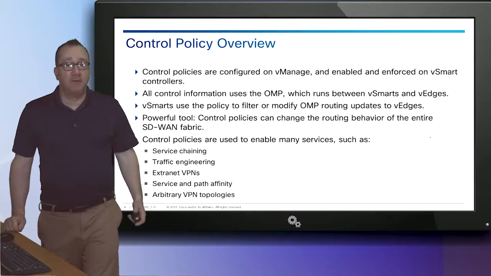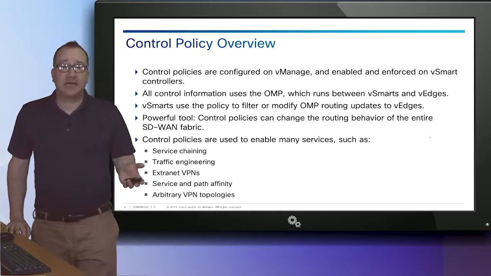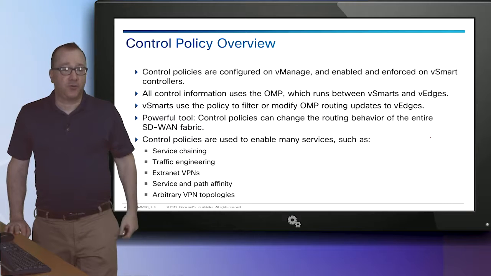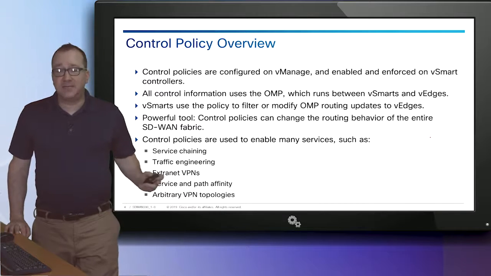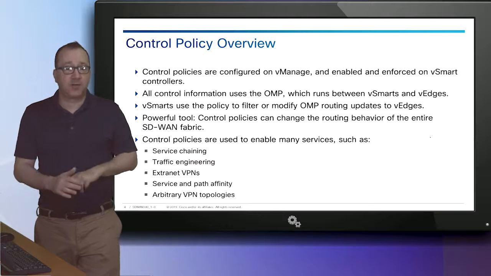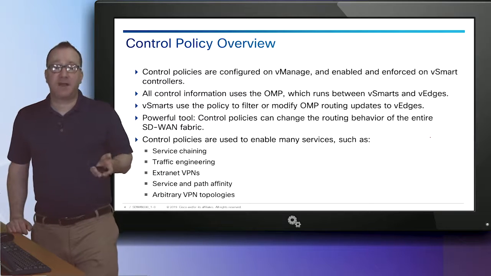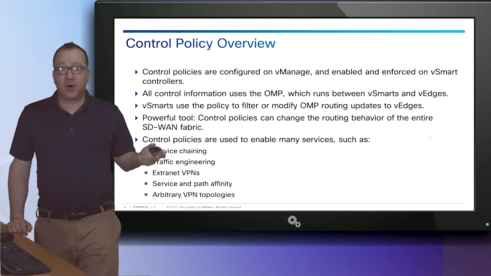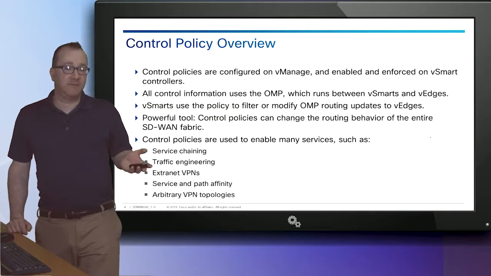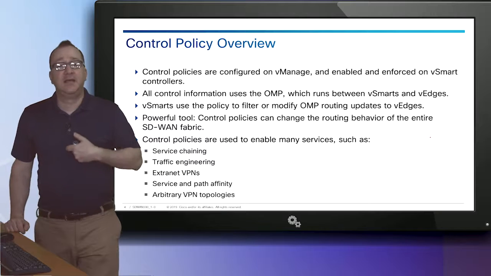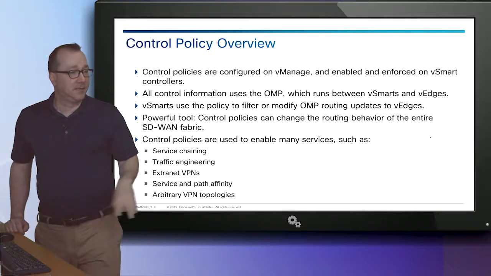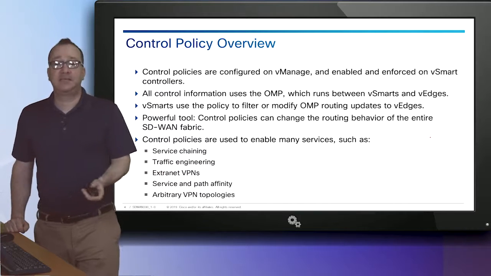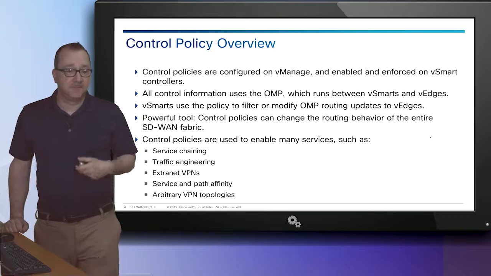So, control policies, as we discussed in the last section, are configured in vManage, and then are sent to the vSmart controllers. They're never sent to the vEdges themselves. The vSmart controllers use the policy to filter and modify the OMP routing updates to the vEdges. vSmarts are automatically synchronized so that each vSmart has the same view of the network. So if I say this site should not get the routes to this other site because those are restricted, the vSmart just won't allow that site to see those routes in the first place.